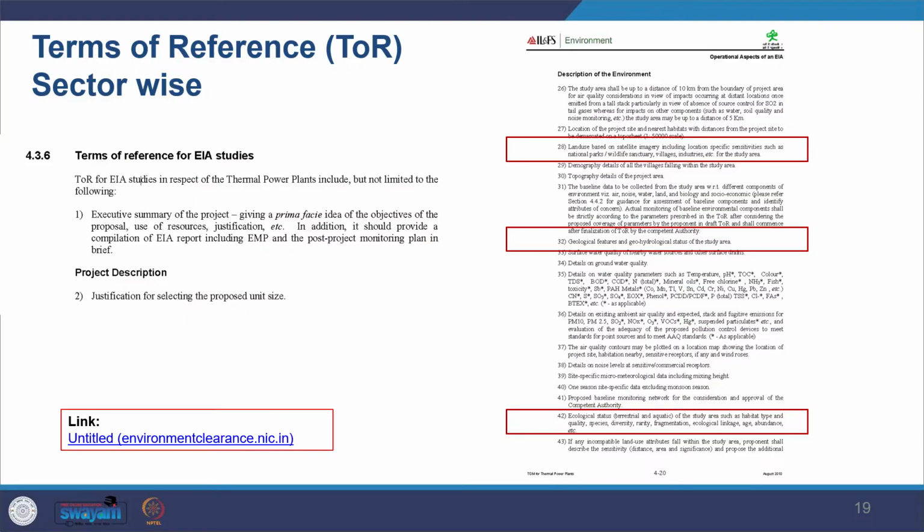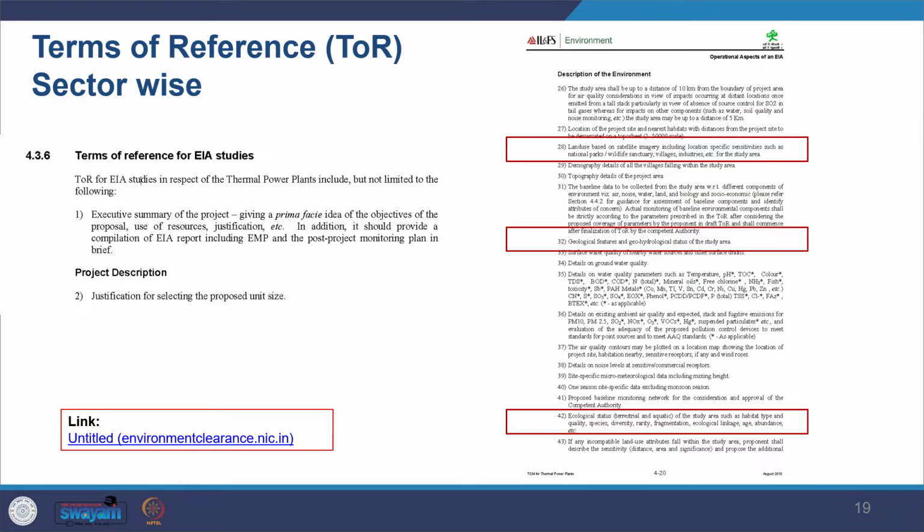So in India, we have terms of reference and we have sector-wise terms of reference. So I'll be providing you some of the examples so you can look at them sector-wise as per your interest, as per your domain. You can look into that. So here I have just snipped one of the examples.